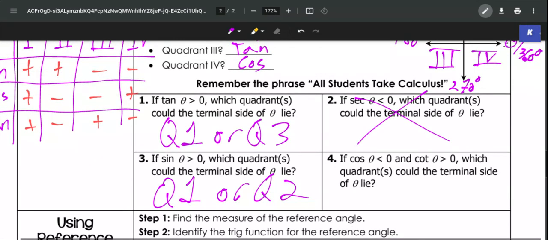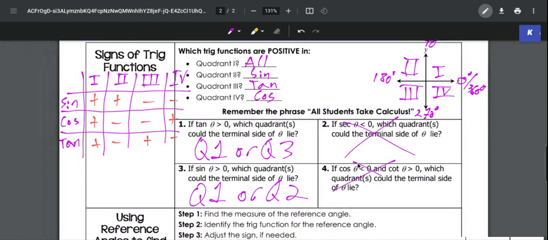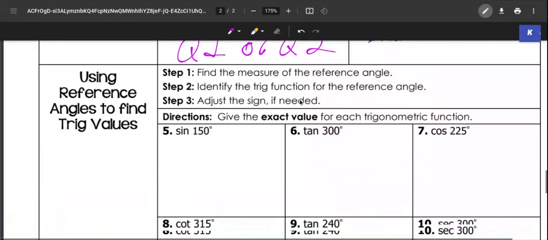So we're not going to worry about doing these problems or these problems. Those get a little bit too complicated for what we're trying to get through. All right, so now this leads us to, we want to find the measure of some angles. We're going to find the exact value of these using the measure of reference angles. So it's kind of a review over reference angles. We're going to find our trig function for that reference angle, and then we'll adjust the sign if needed.